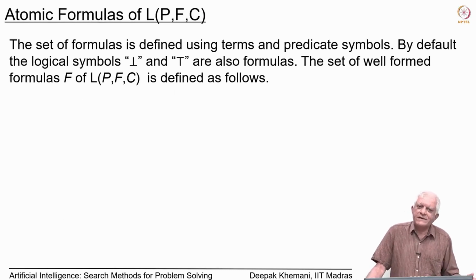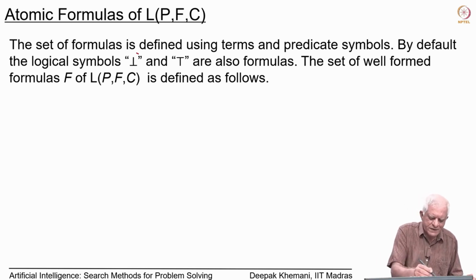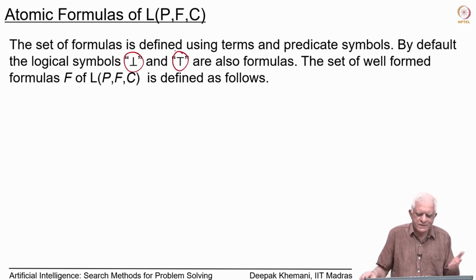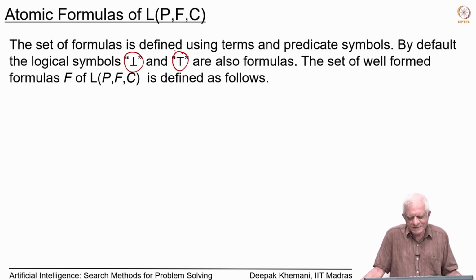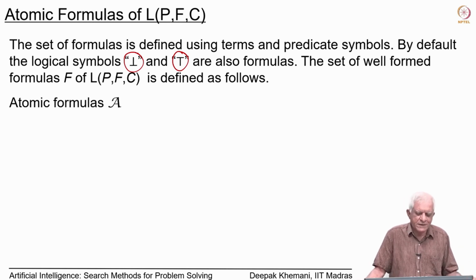So, languages have sentences, and the simplest kind of sentences in logic are called atomic formulas, and we can define a set of atomic formulas. The simplest are the two symbols, bottom and top. Remember that I had said that sentences are associated with truth values. So, either they are true or they are false. Anything which in principle can be true is a sentence. Bottom is always false, and top is always true. So, these are constant sentences. Other sentences may depend upon the domain.